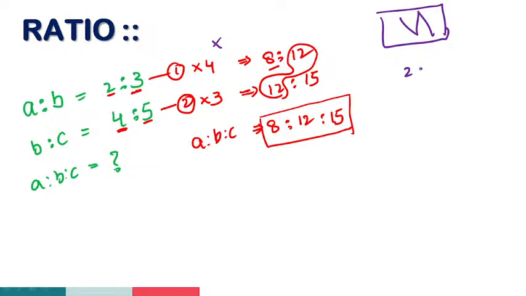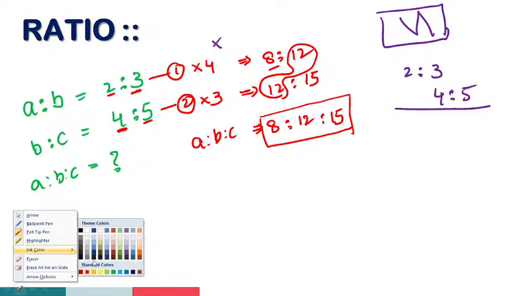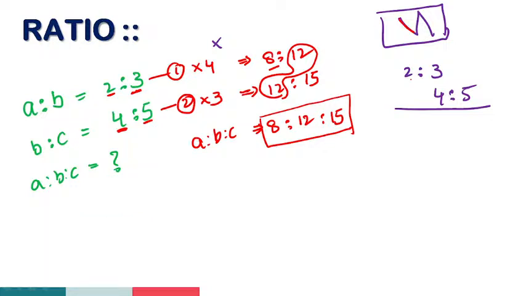A is to b is how much guys? 2 is to 3. Next b is to c is how much guys? 4 is to 5. Okay, leave a gap here, note 4 is to 5 like this. Alright, look at the screen guys here. First line 2 4s are 8, second line 3 4s are 12, and third line 3 5s are 15. So the answer is 8 is to 12 is to 15.